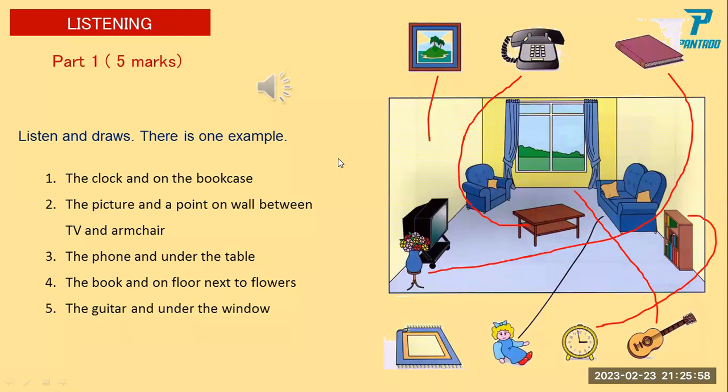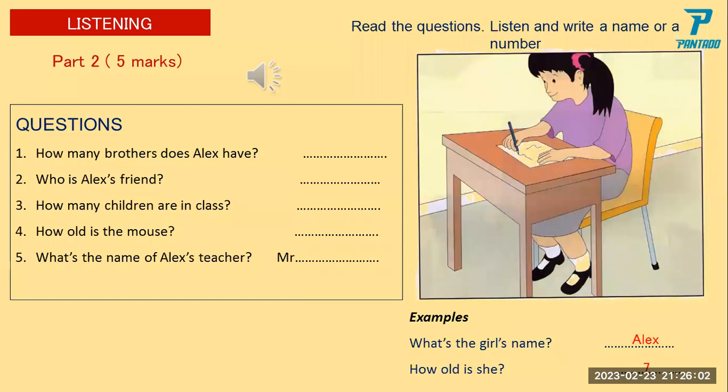Mình sẽ nghe hết bài này rồi mình nghĩ con ha. Now, part two. Read the questions. Listen and write a name or a number. Okay. Examples for you, Lan. What's the girl's name? Alice. And how old is she? 7. Now, you have 5 questions here. Now, look at each question and let me know the answer. What is the answer? How many brothers does Alice have? The answer is a name or a number, Lan?